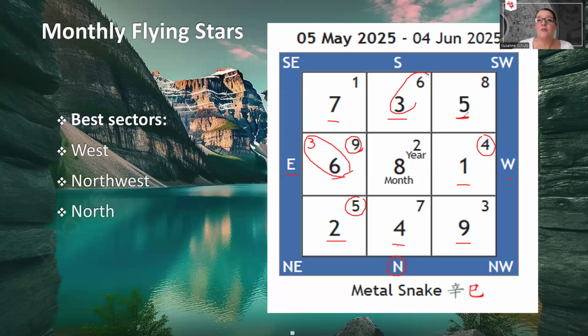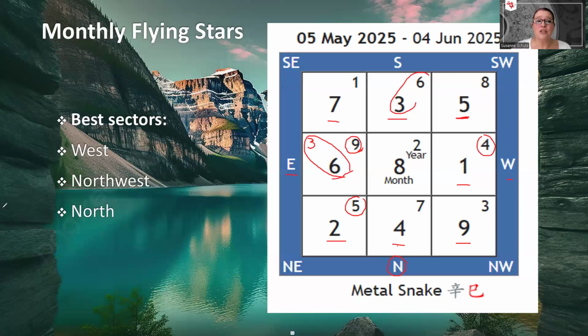If you are pregnant, I would say not necessarily stay out of the Southwest sector, but if you can spend as little time as possible there, that would be great, especially if you're in your first trimester, because otherwise that could lead to some health complications. From a financial perspective, it would be better not to take any financial decisions in the Southwest sector. It may lead to a loss of money or much higher expenses than you've anticipated. So no financial decisions in the Southwest for the month of May.